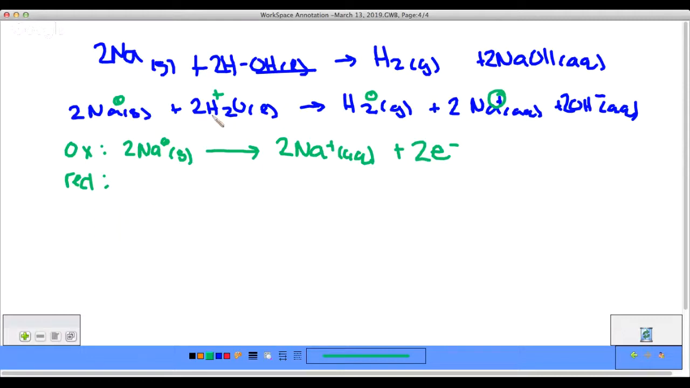And so if we're just looking at the hydrogen, we do want to write this whole thing here. So we're going to have 2 hydrogen, and they're liquid, and they're going to gain 2 electrons. And we're just talking about the hydrogen. And then they're going to produce hydrogen gas, which is a 0 charge. So that one's a little bit weird. I wouldn't expect you to be able to do that one on a test, but yeah.